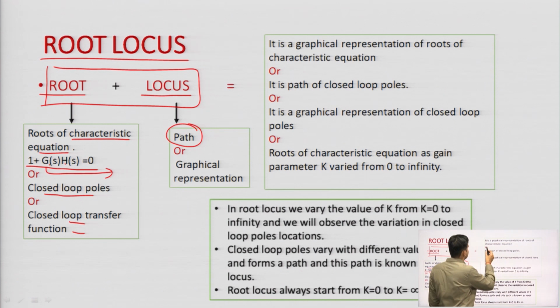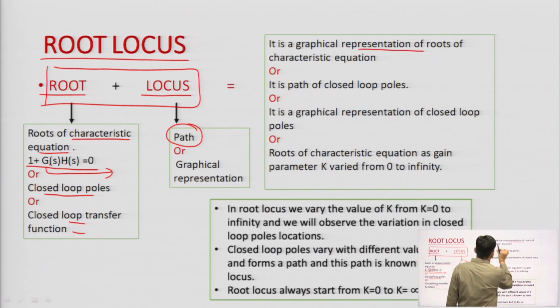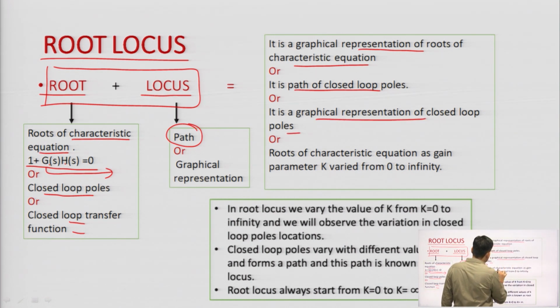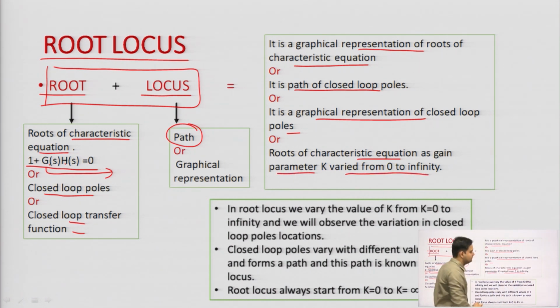Or we can say, what is root locus? It is a graphical representation of the roots of a quadratic equation. It is the path of the closed loop poles, or a graphical representation of the closed loop poles or roots of the quadratic equation as the gain parameter k is varied from 0 to infinity. In the next slide, we will see what is happening in the root locus.